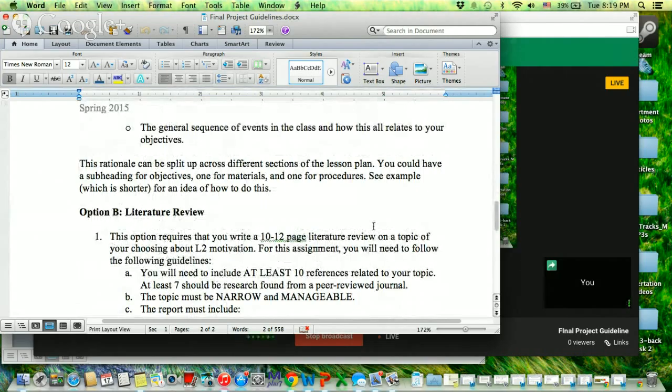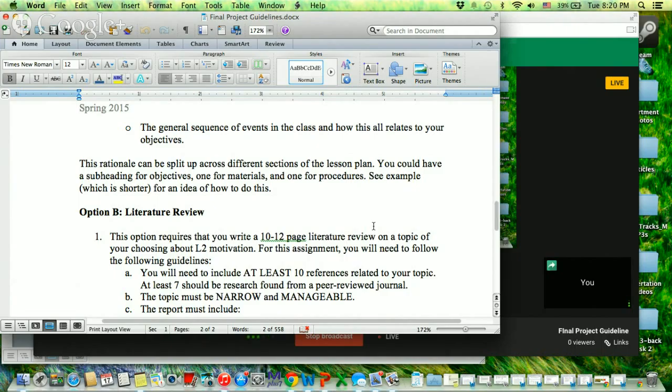The rationale can be split up across different sections of the lesson plan. You could have subheadings for objectives, one for materials and one for procedures. You can look at the examples that I provided for the rationale and the lesson plan. The rationale example that I provided is a lot shorter. It's like 2 pages long.